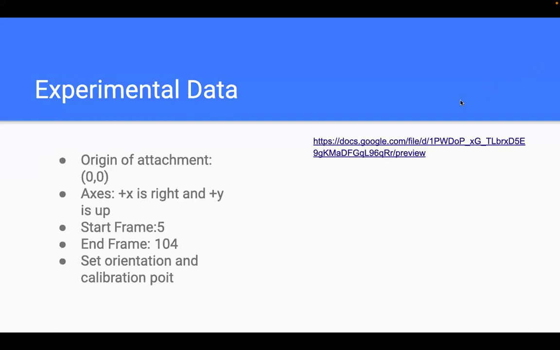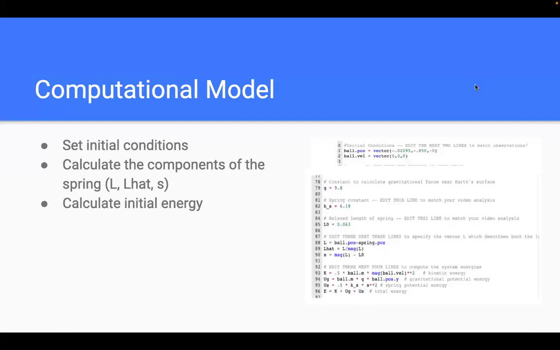So here's our experimental data, and the origin of attachment is at 0, 0. The axes are assumed that plus x is right and plus y is up. Our starting frame is at 5, and our end frame is at 104. And we made sure to set the orientation and calibration points for this.